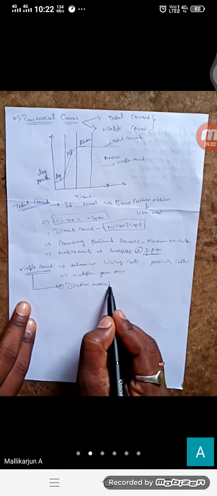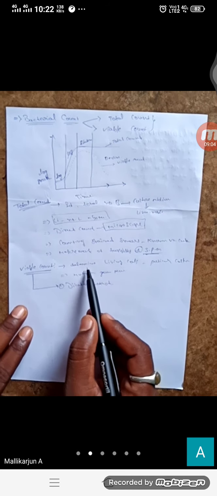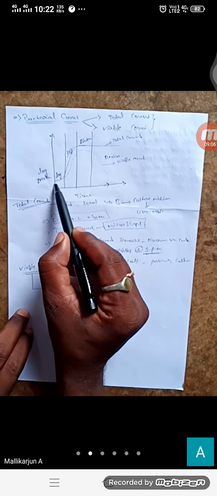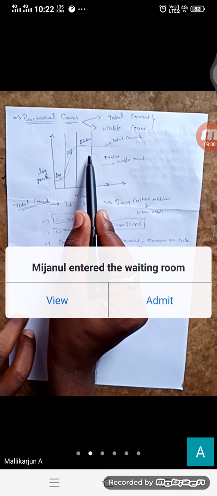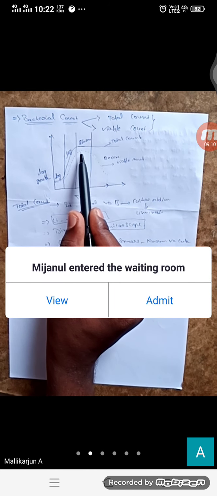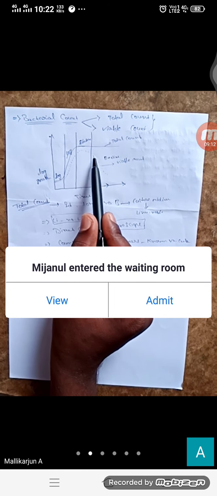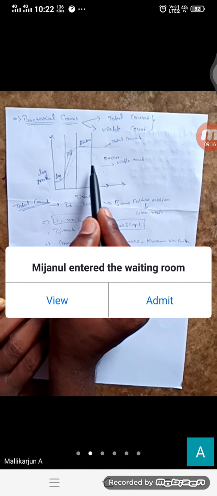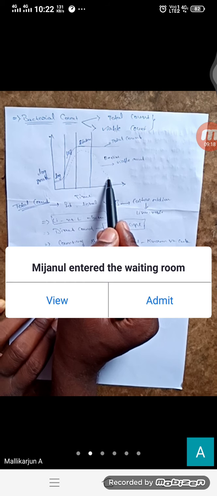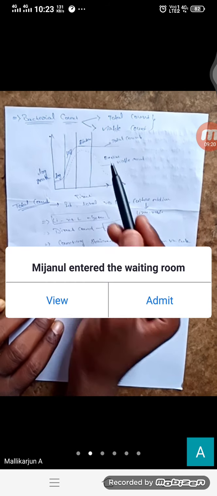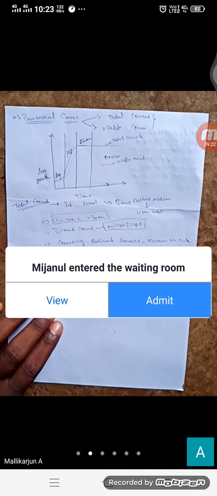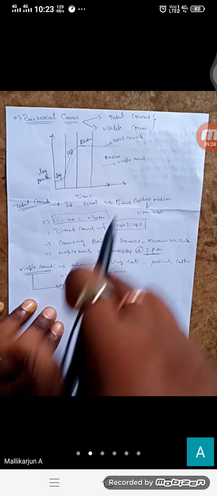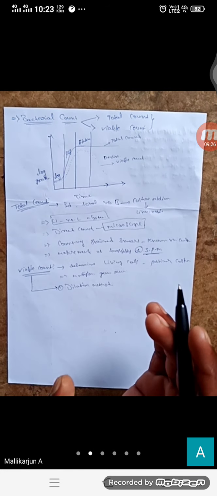So in here, the viable count method determines the living cells only. That's why the peak level is observed in the stationary phase, then it goes to the decline. Why? Because in the decline, this dotted line indicates only the living organisms, and the remaining part is the dead cells presented in the particular graph. So this is about the viable count method.